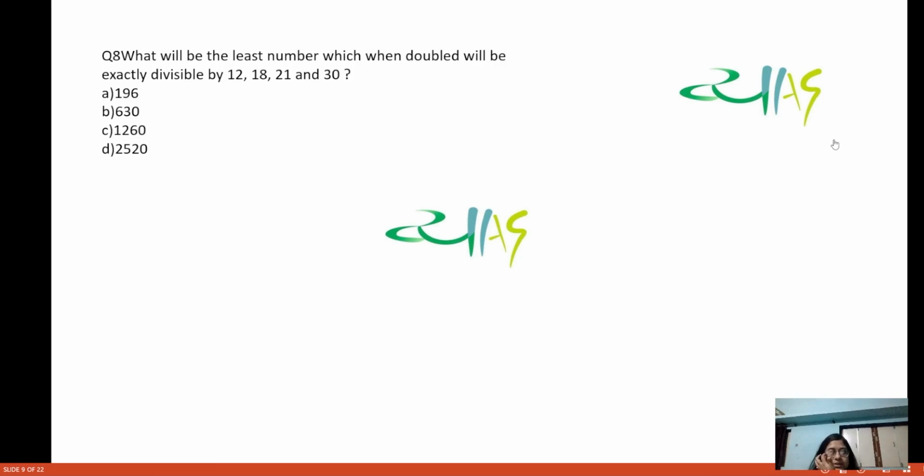Now look at this question. What will be the least number which when doubled will be exactly divisible by 12, 18, 21, and 30? So we have to just find. Guys, look at this question. It is asking what will be the least number which when doubled will be exactly divisible by 12, 18, 21, and 30. So let us find what will be the least number.